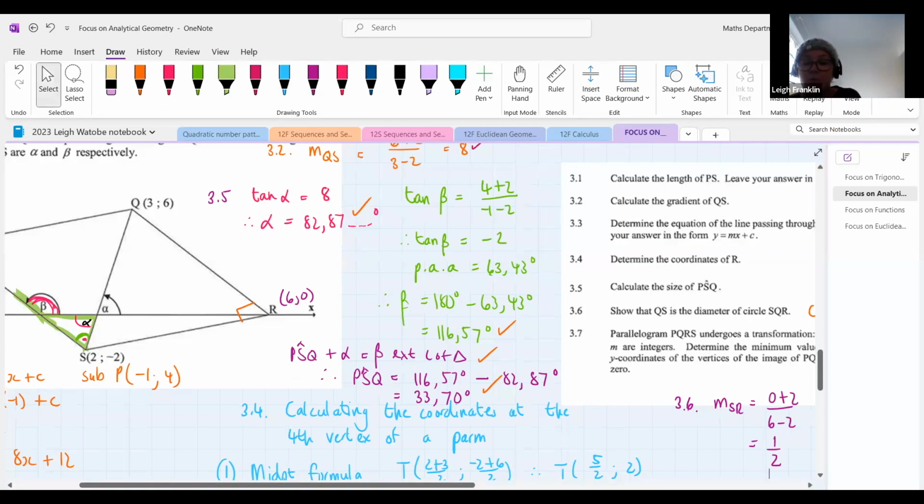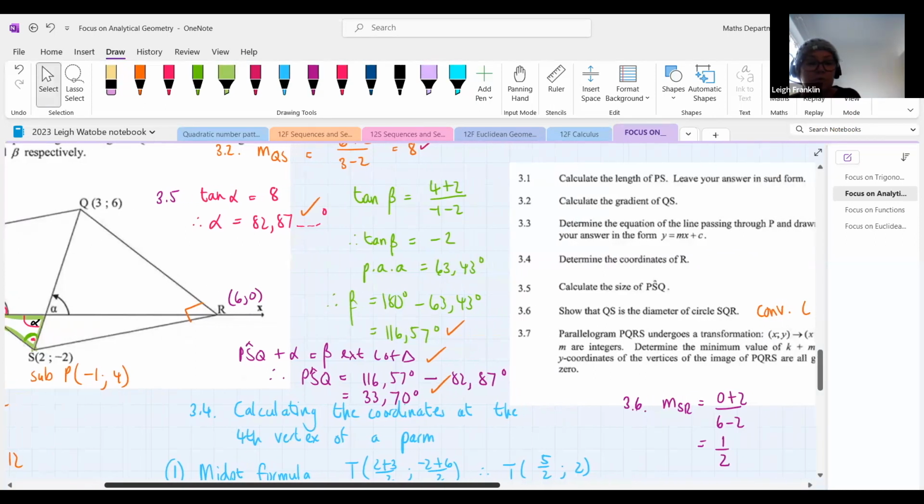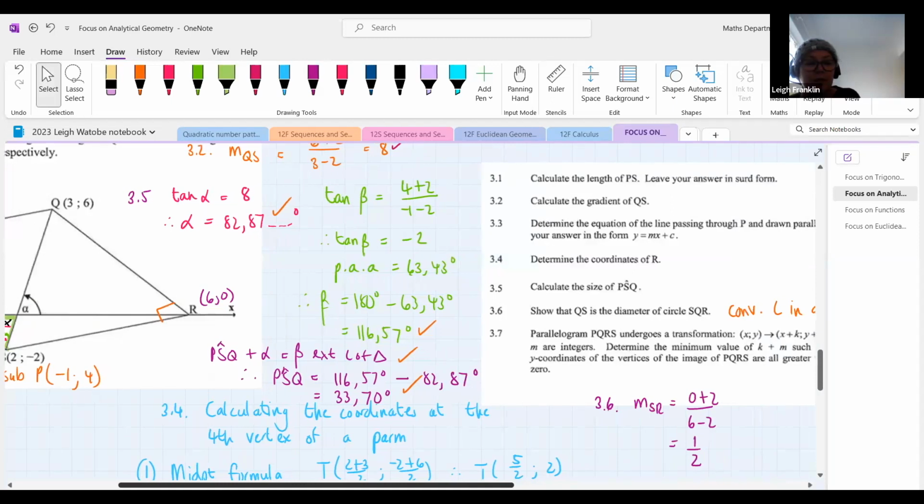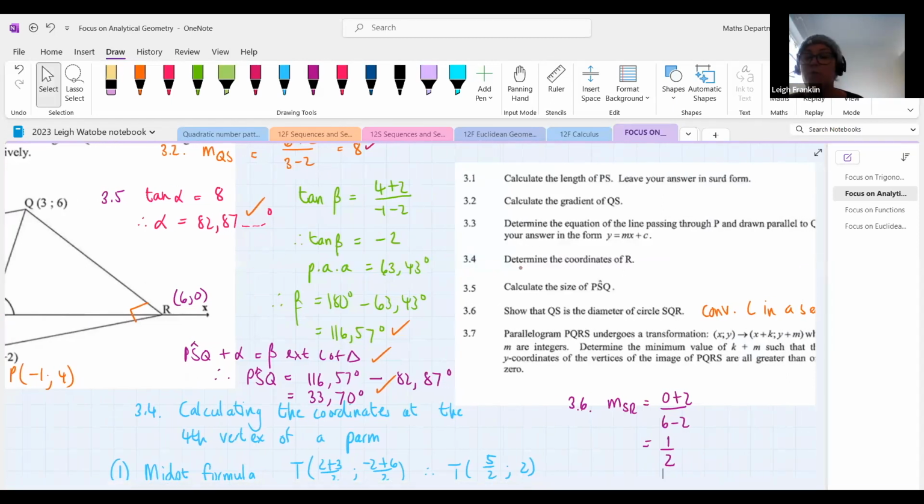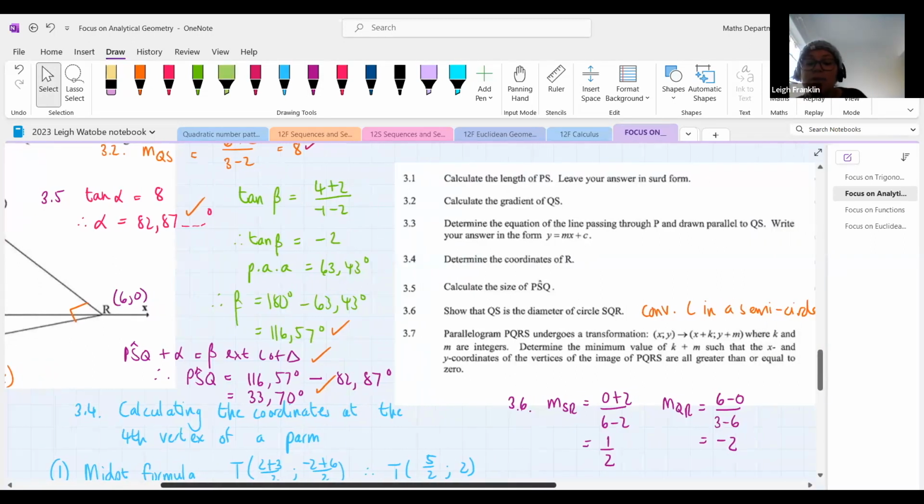Just going to scooch over just a little bit here. So the gradient of QR. And again, can you see it's useful for me to label what it is that I'm doing? So the people that are marking my work can see which line I'm calculating the gradient of. Okay, so that would be 6 minus 0 over 3 minus 6. And that would give us 6 over negative 3, which would be negative 2. Boom. Okay, exactly what we wanted.